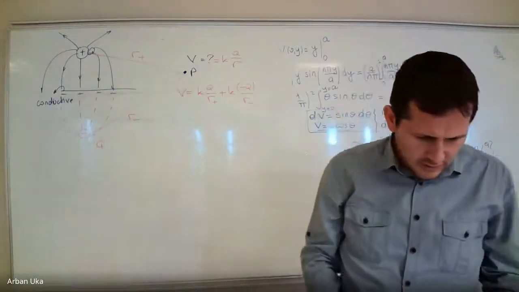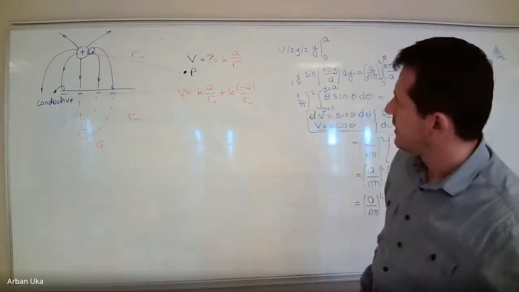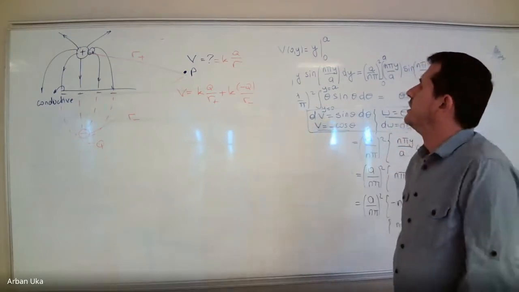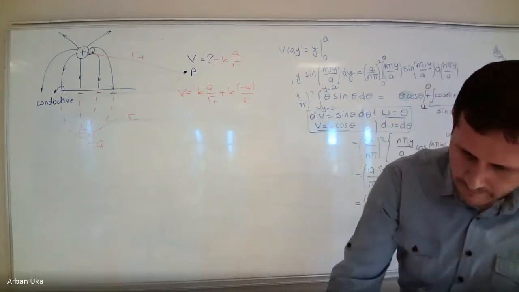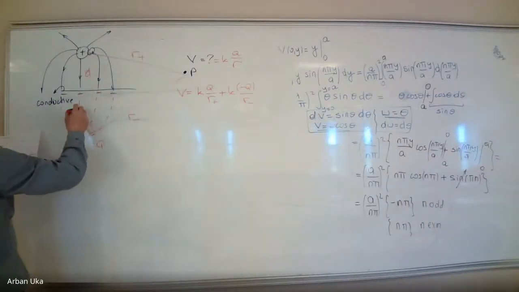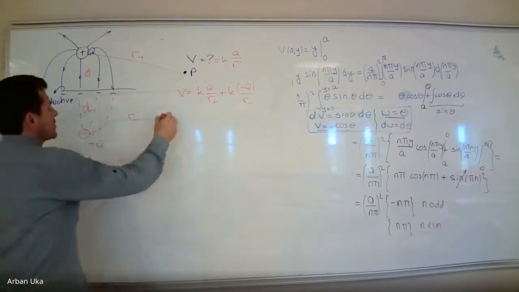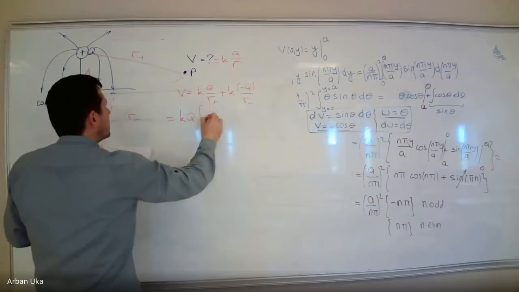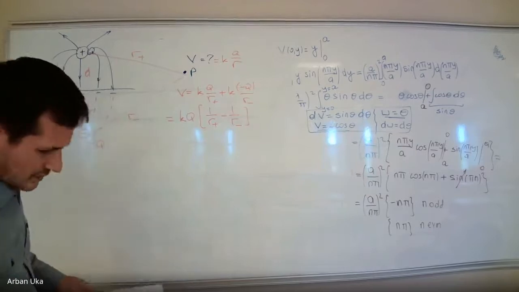So this is the general approach, and we can solve at least one example. Let's assume that the distance from the conductive layer is d, and this is also d, and this expression can be written again as kq times 1 over r plus minus 1 over r minus.